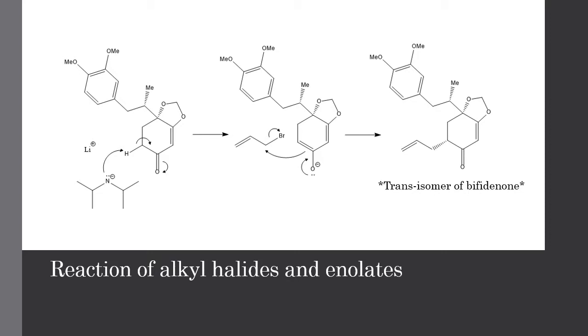So for the last reaction, we have the reaction of allyl halides with enolates. So LDA is going to come in and attack the alpha hydrogen, and then we have the electrons kick back down to reform the double bond, and then the electrons from the double bond are going to do an SN2 reaction, kick off the bromide, and the allyl group will attach to the compound. So this gives us the trans isomer. If we want the cis isomer, we have to attach an ester group to the compound, and then we would do a palladium-catalyzed decarboxylative allylation to get the cis isomer.